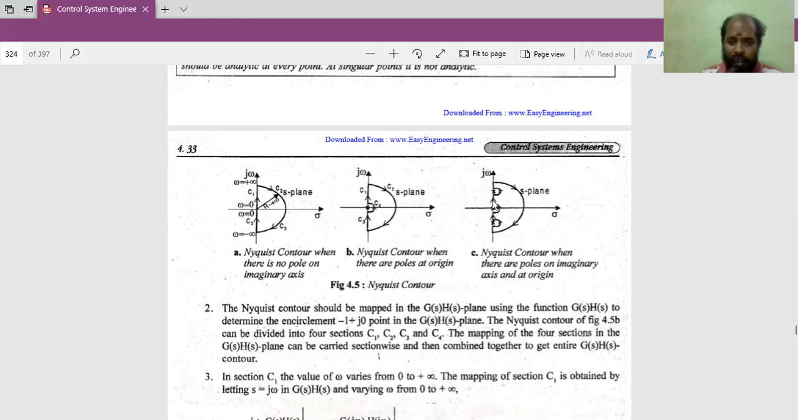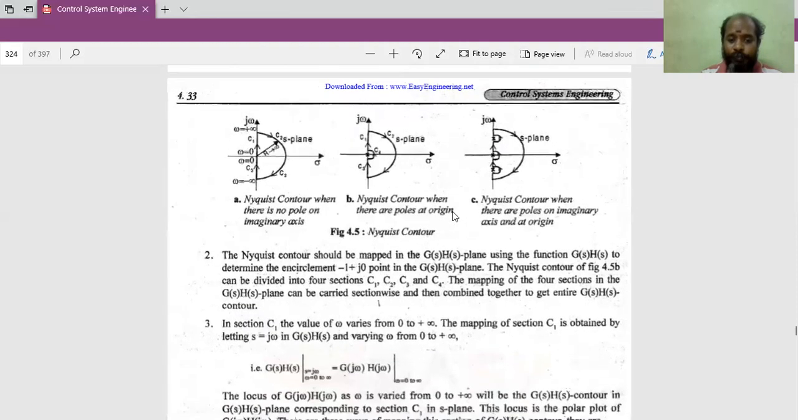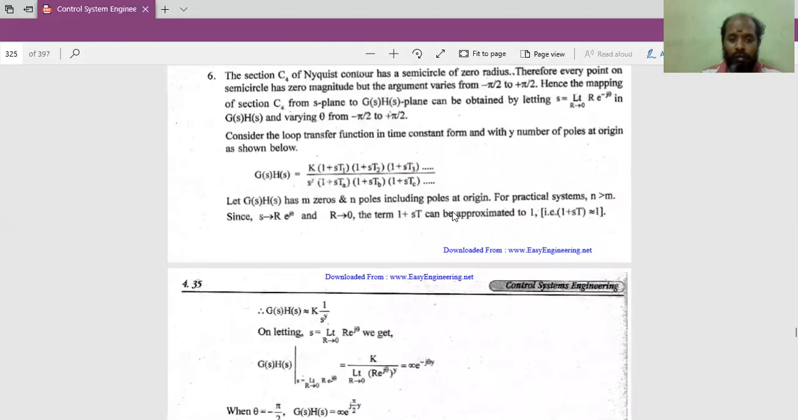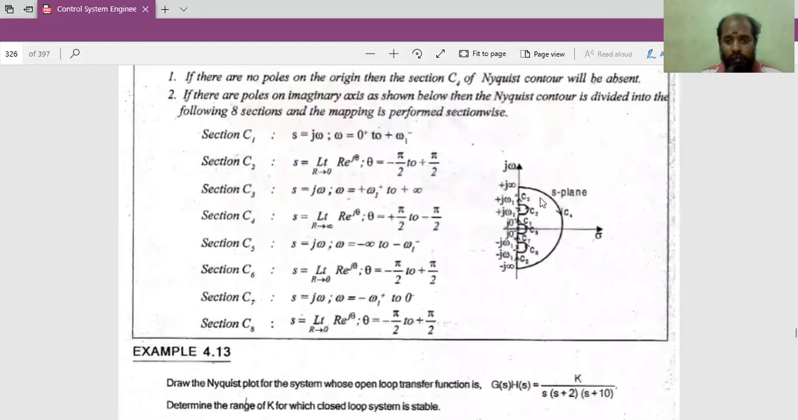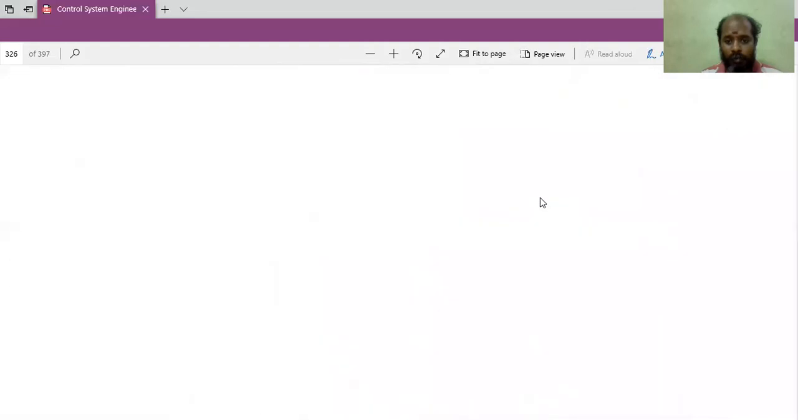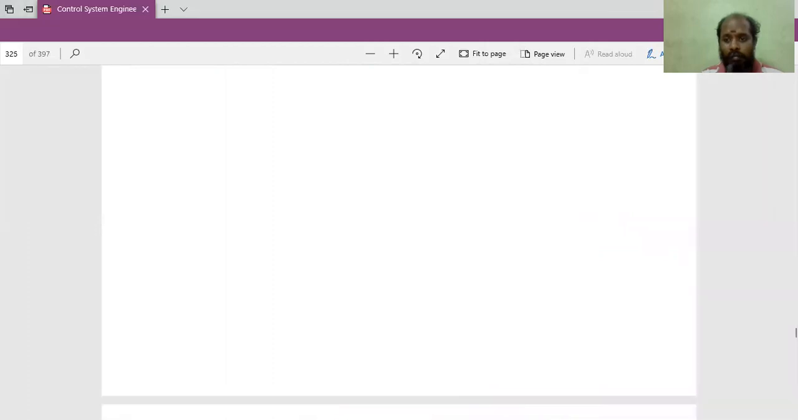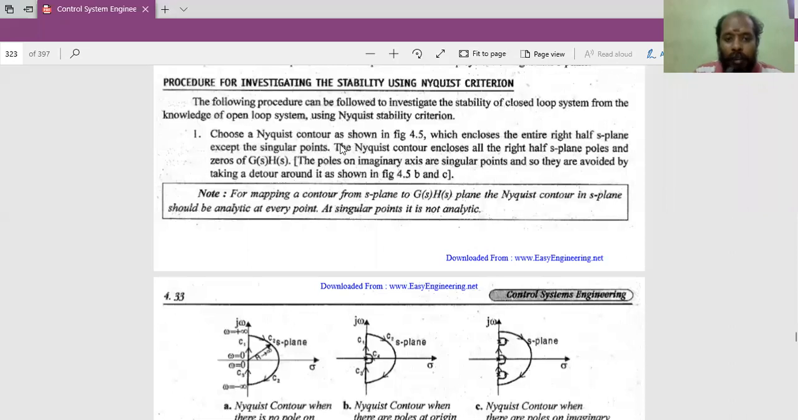Look at the third figure, you can see it here, these are the points in the imaginary axis. So we do not consider them, we take a detour, and we have to take the contour for the entire right hand side of the S-plane, without these points. Now we have to divide the contour into sessions. For example, here, you can see it here. Now look at the session.